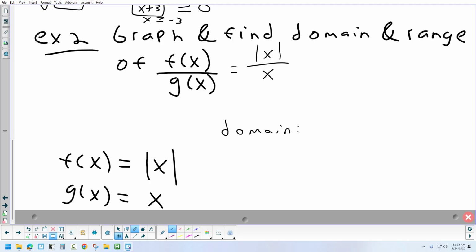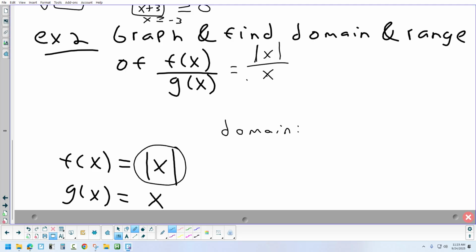So let's try plugging in a negative number and see if that's a problem. Let's do -5. What's the absolute value of -5? 5 divided by -5. -1. So I plugged in -5 and I just got an answer of -1. So -5 was okay to plug in. Yeah. All real numbers. It is true that the domain of this is all real numbers.